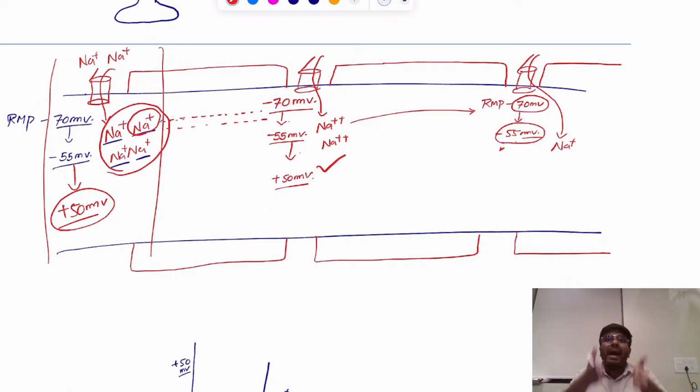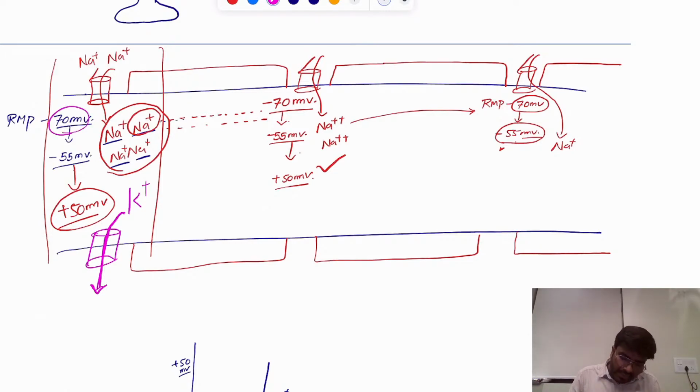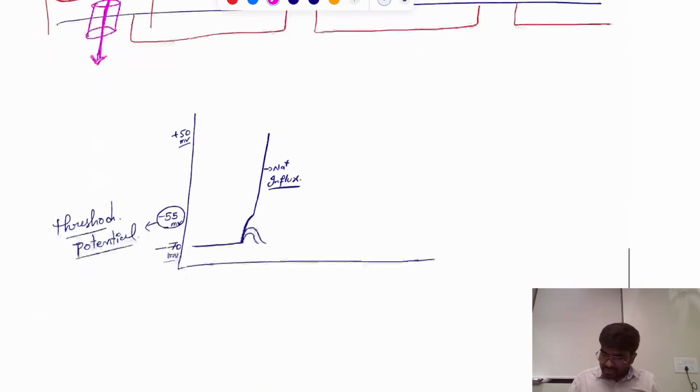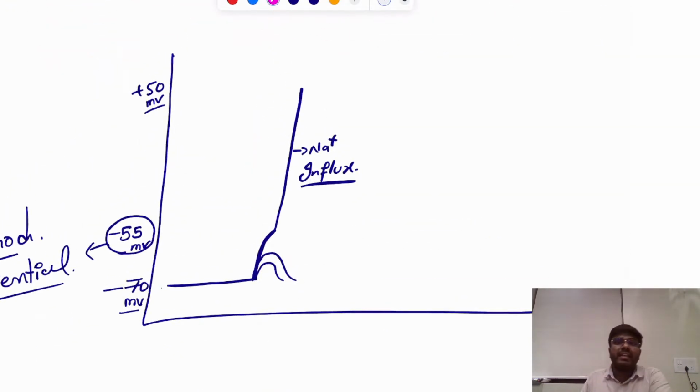In this part, the potassium channels will open. Voltage gated potassium channels will open. What are voltage gated potassium channels doing? Inside the cell, more potassium is there. Now, potassium will start to go out. As the potassium is going out of the cell, positive charges are going out of the cell. Again, this plus 50 will go back to minus 70. So the same thing, look here. In this graph, I will explain you.